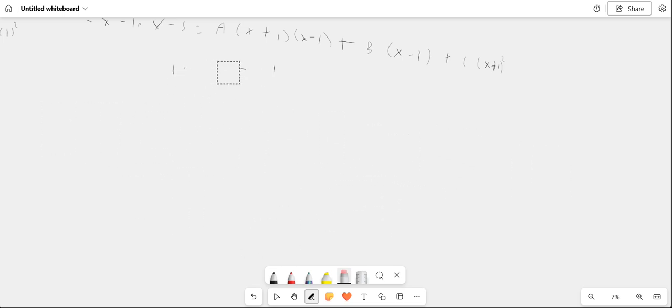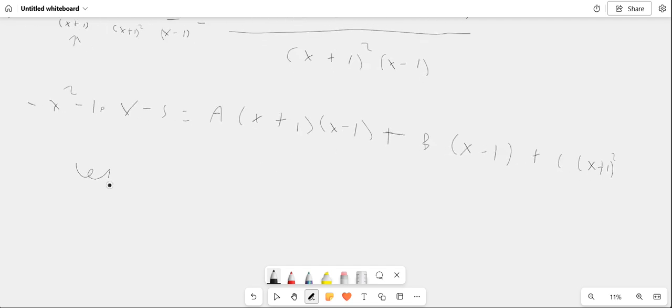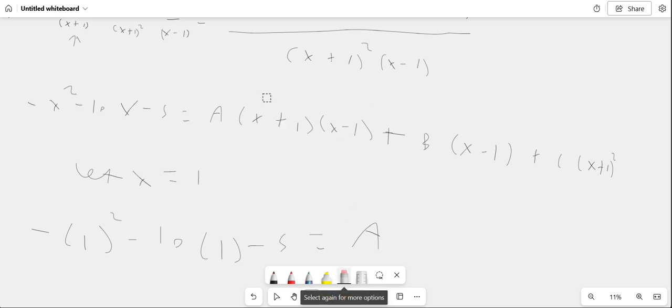Alright. Now we're gonna make let x equal to 1, yeah? So to eliminate the x minus 1 bracket, let x equal 1. So put 1 into there: 1 minus 1 squared minus 10, open bracket 1 minus 5, equal to a. A is going to have the 1 minus 1 thing, that makes 0, 0 times a is 0, so a goes away.